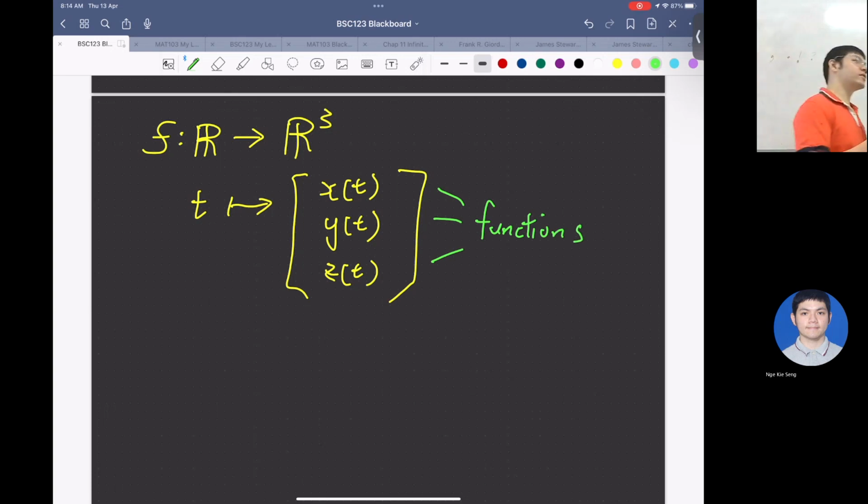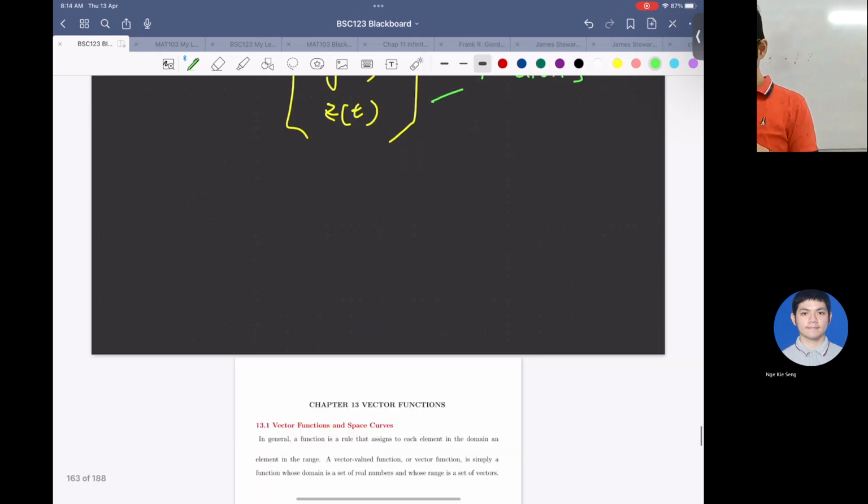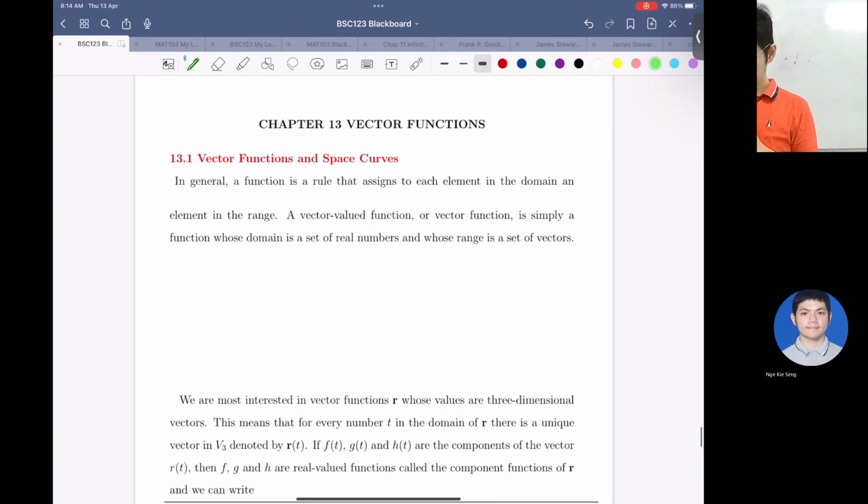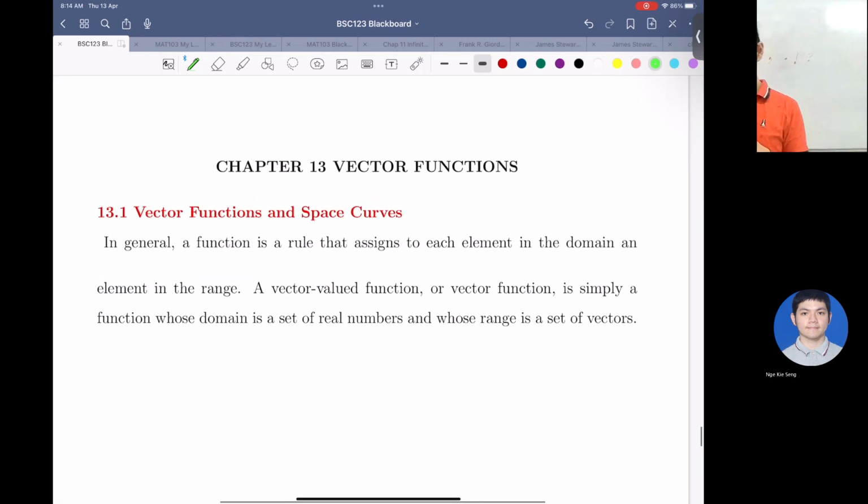Okay. So each function is from R to R again. But we got three functions here. So we got 3 R's. So that's why we got R3. Okay, that's all. So pretty much chapter 13 is like run over what we did again, in three dimensions. So let's see what we get. So we will repeat again.